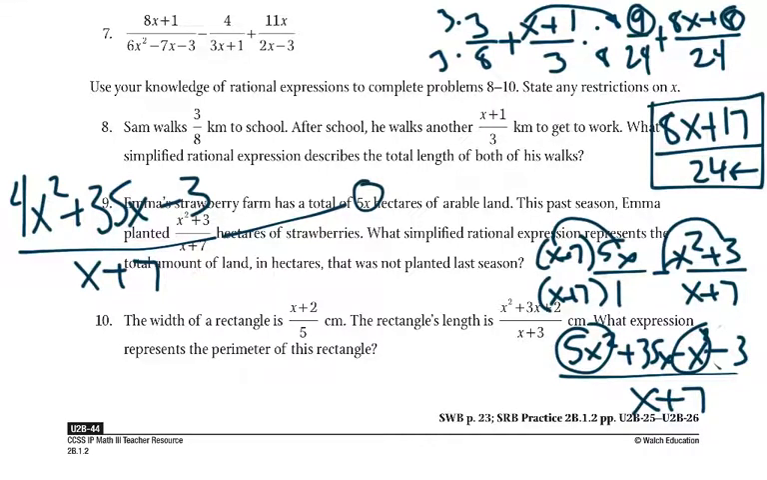Now, we can't simplify that at all. However, x cannot equal −7. If x equaled −7, we'd have 0 on the bottom, which we can't have. So there we go. Alright, now the last problem.